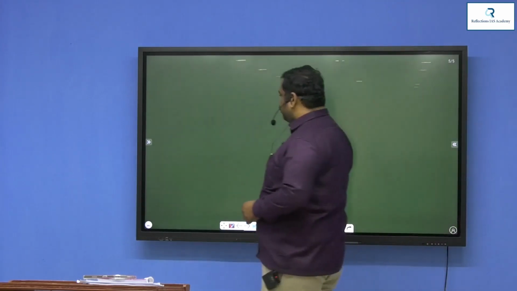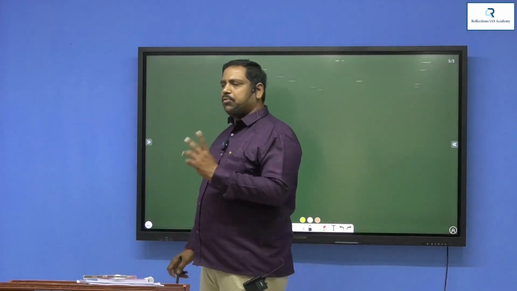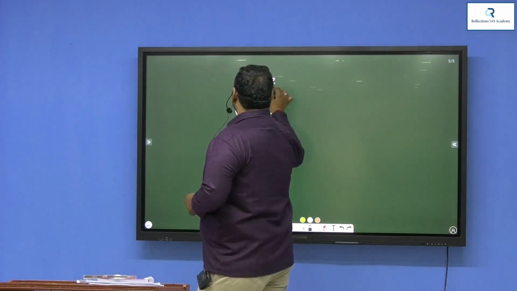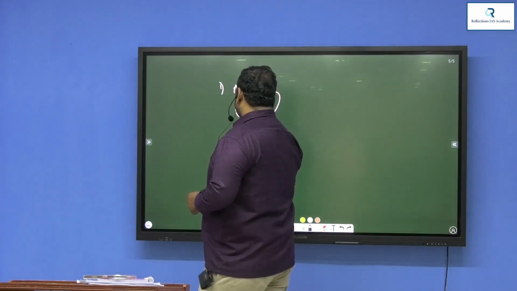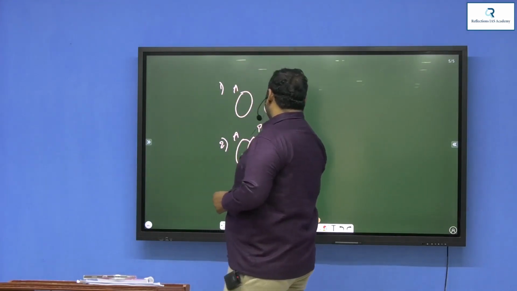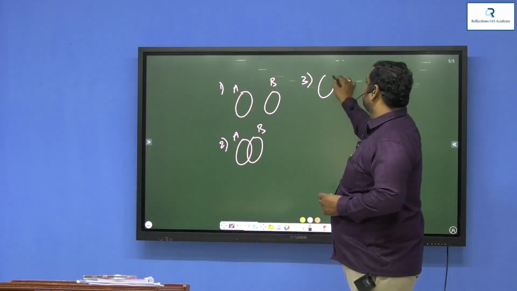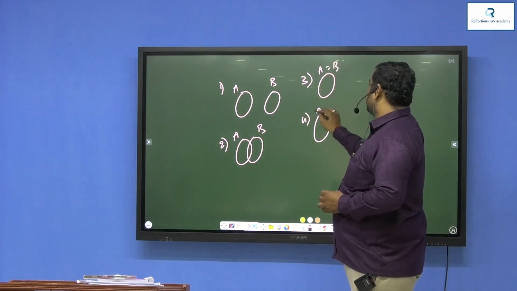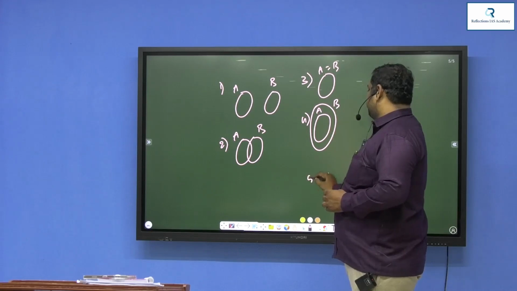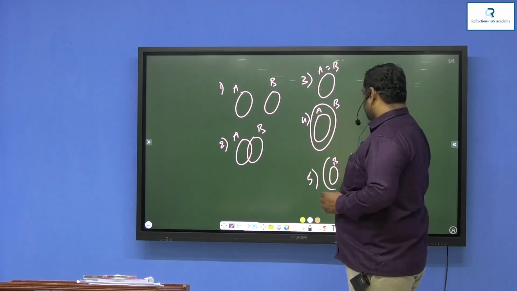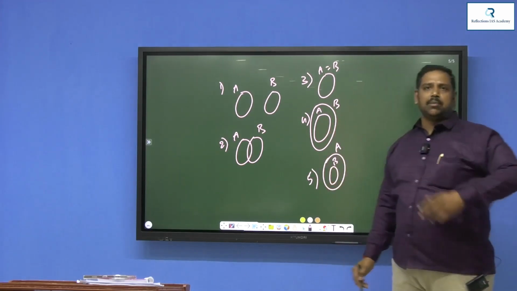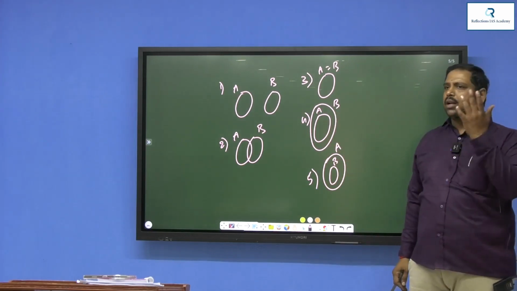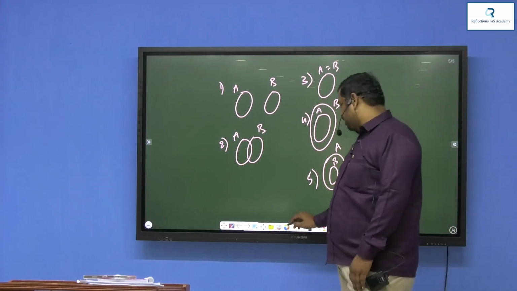Next one. Here I'll give 4 statements again. First of all, I'll draw the diagrams. This is the first diagram. Second diagram. Third diagram. Fourth diagram. Fifth diagram. Now I will pass the statements. Which of the following are the basic diagrams, followed by the alternate or possible diagrams? You have to explain to me.